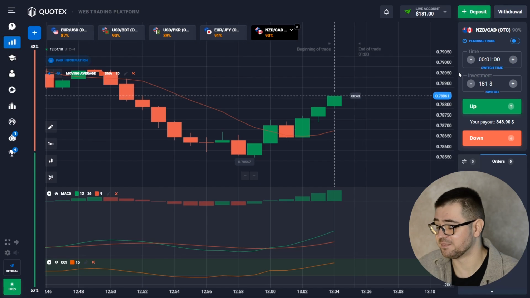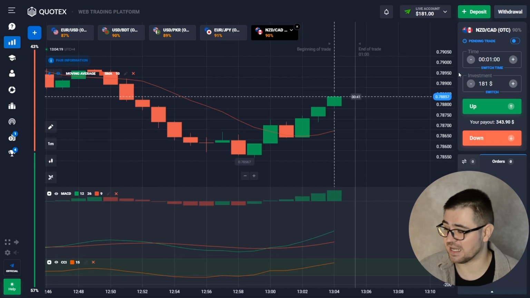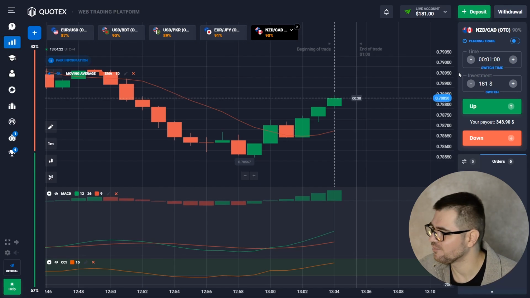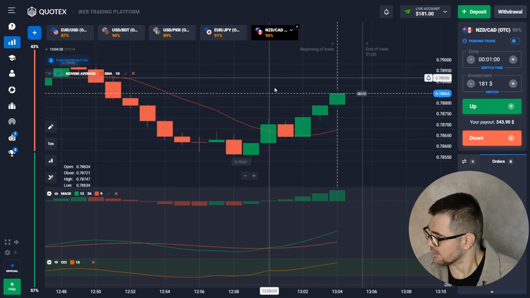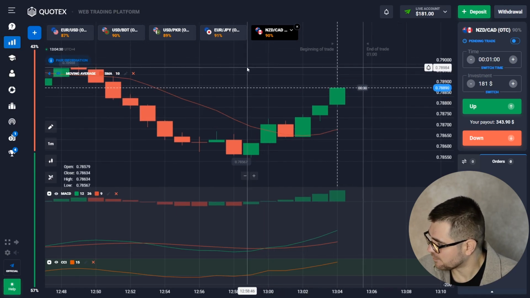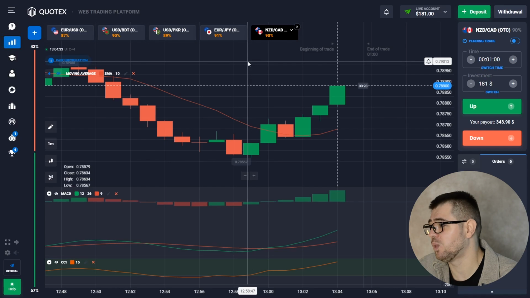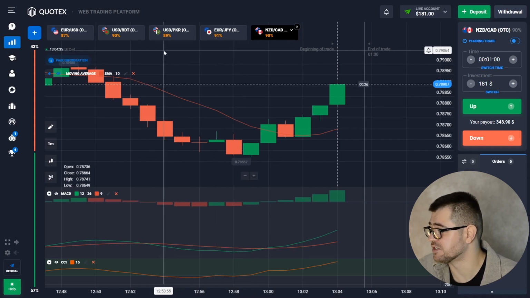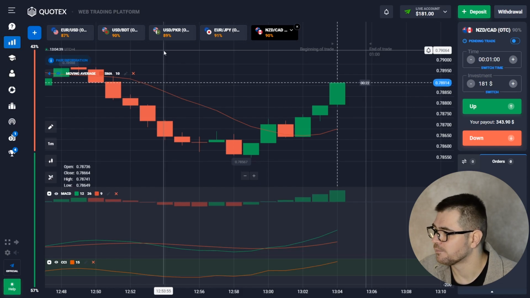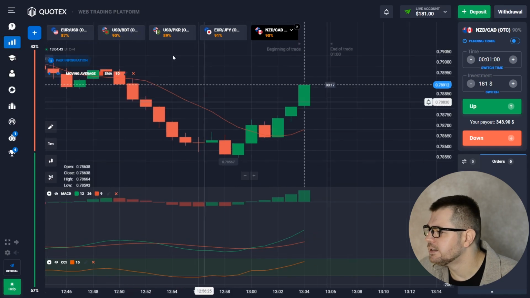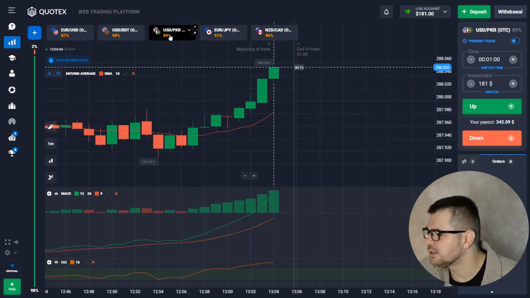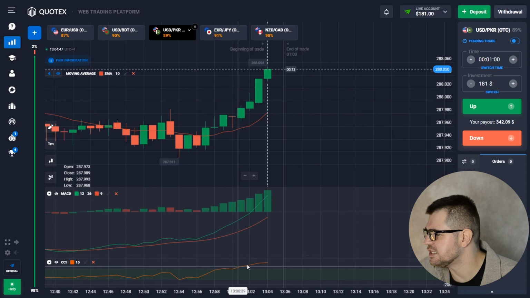Here is our profit, $181 already. Let's go with our next option for 181. So here we were correct, actually. The indicators work perfectly on this one, and there's a bullish trend forming. We're gonna go to a different one, and let's see here.